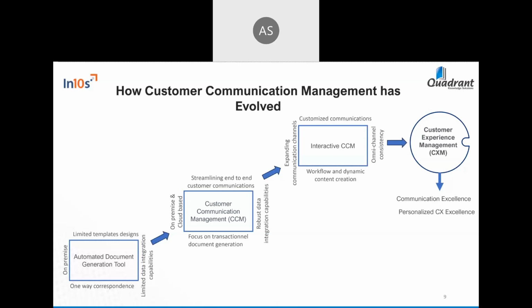And now we are seeing the shift towards customer experience management, the most advanced stage of CCM. And the thing is, the focus here is not just managing the communications, but enhancing the overall customer experience. These platforms leverage advanced technologies like AI/ML to analyze customer behavior, personalize communications, and predict future needs.